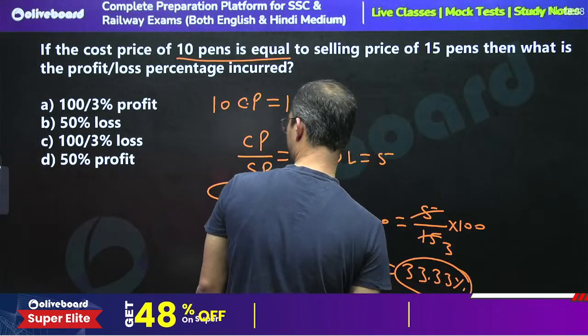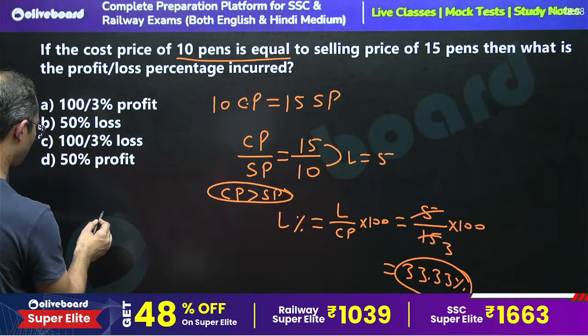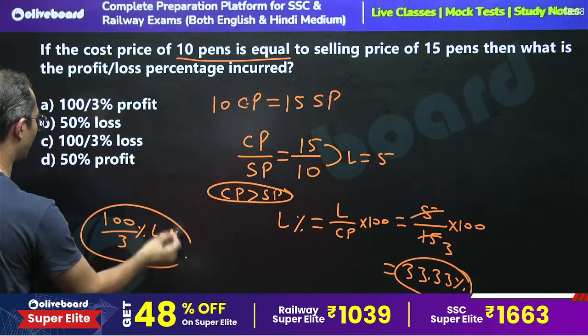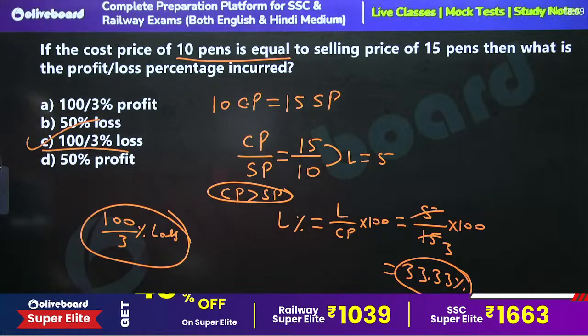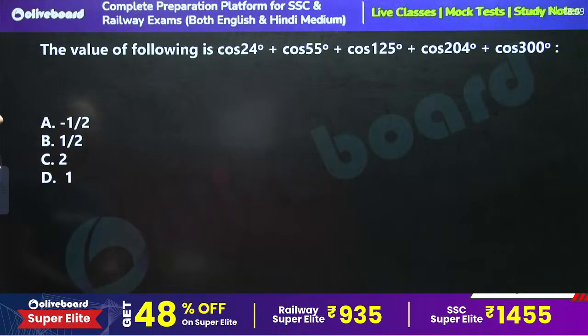33.33% is the loss, right? So a loss of 33.33, or we can say 100 by 3. See, 100 by 3% loss. We are not going to take it in decimal. So C part is the right answer. Yes, C is the right answer.